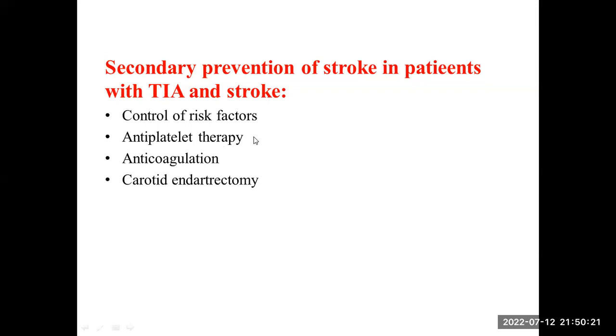Then anticoagulation as well can be considered as part of the secondary prevention if you have a patient with atrial fibrillation specifically, or a patient with cardioembolic stroke. In these circumstances, anticoagulation should be considered as part of the secondary prevention.